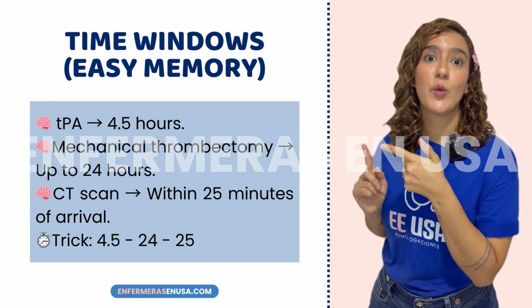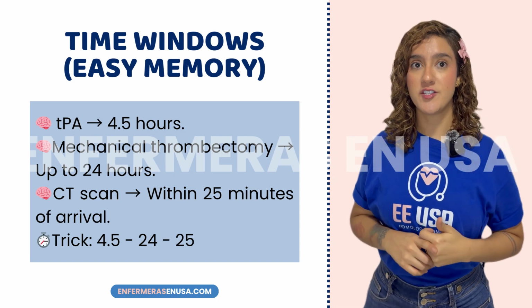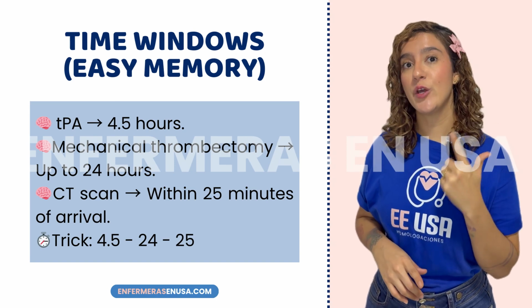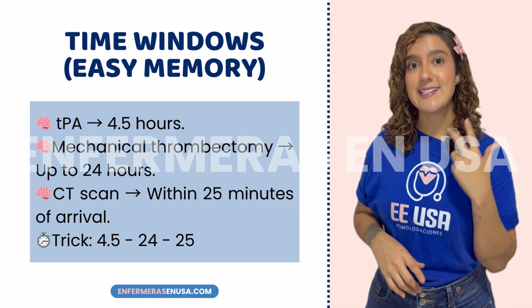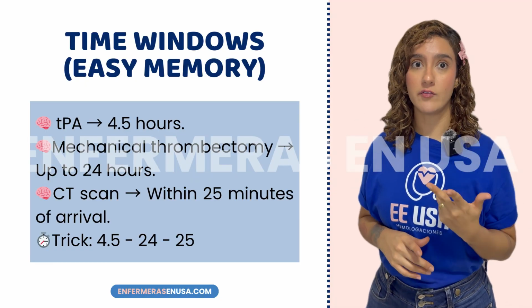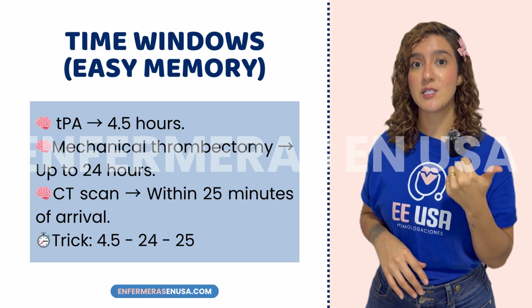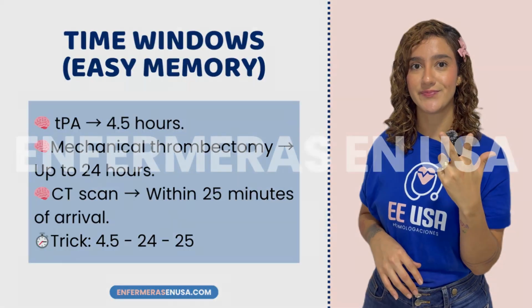Here's an easy time window to remember. Alteplase within 4.5 hours. Mechanical thrombectomy up to 24 hours for selected patients. CT scan immediately, ideally within 25 minutes of arrival. Memory trick: 4.5, 24, 25. Alteplase, thrombectomy, and CT scan.